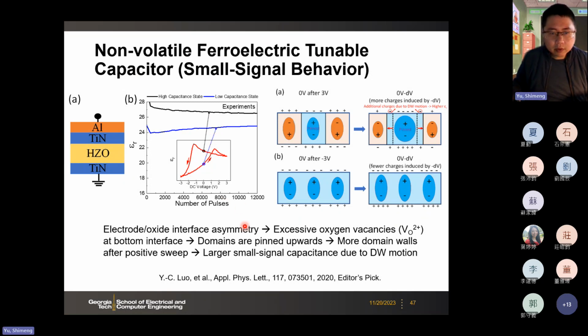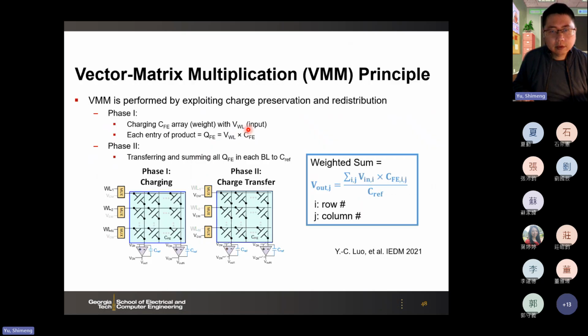So here then we can cycle it many cycles. Like here we repeat for like 10,000 cycles, still the behavior exists. So then with this device, we can do this vector matrix multiplication in charge domain. And this is a circuit level operation.